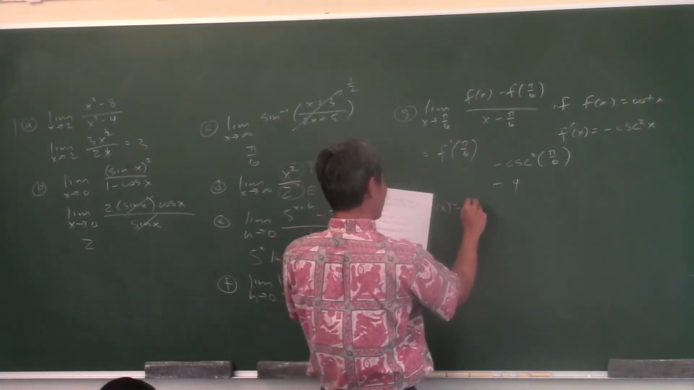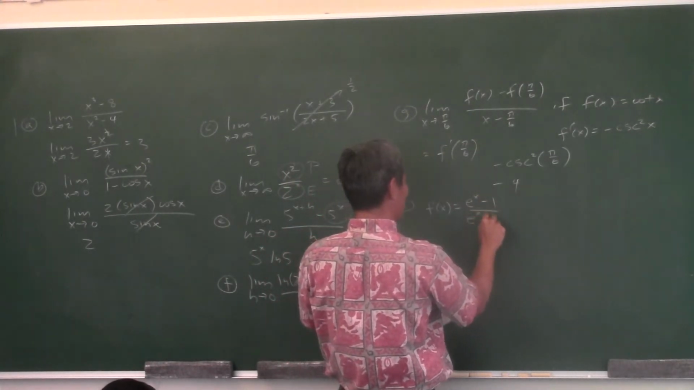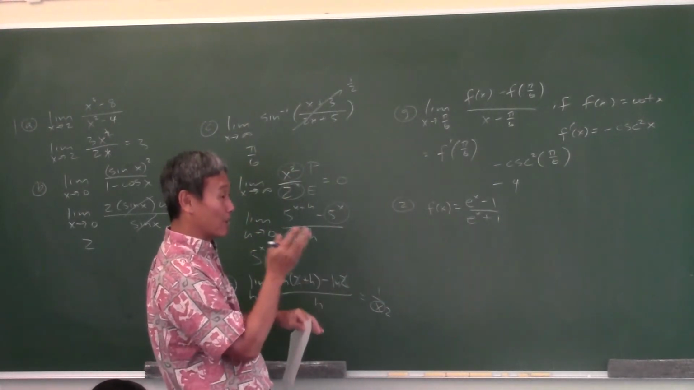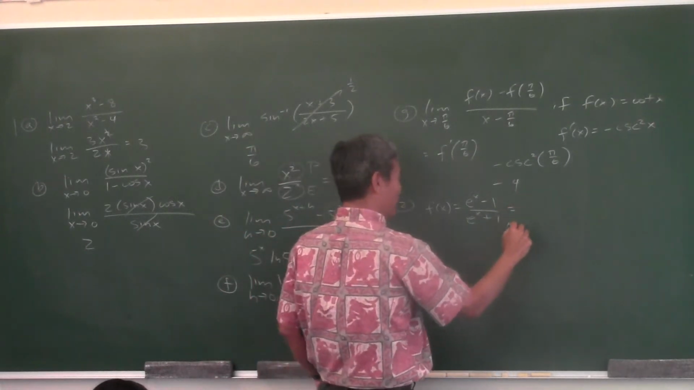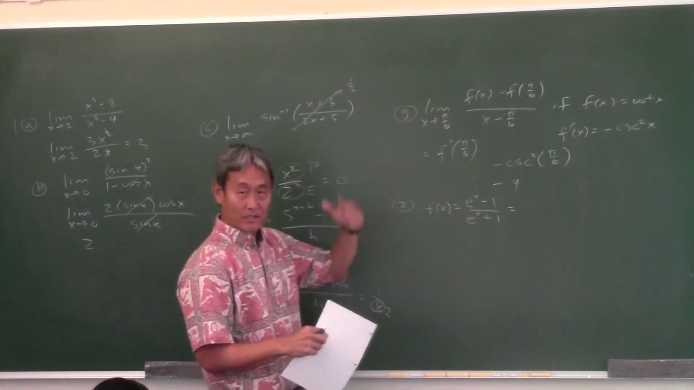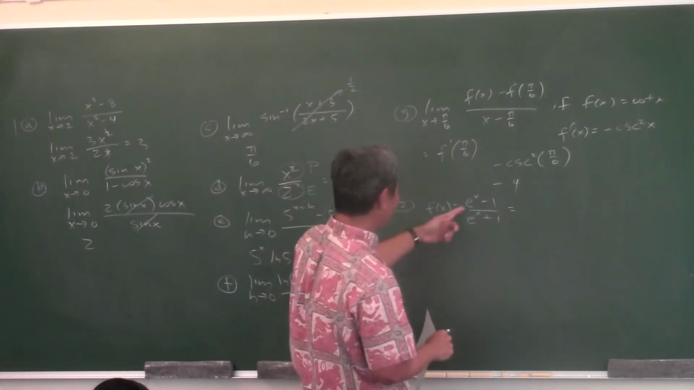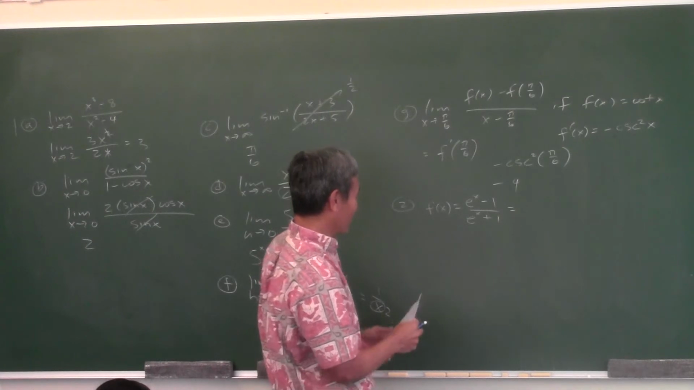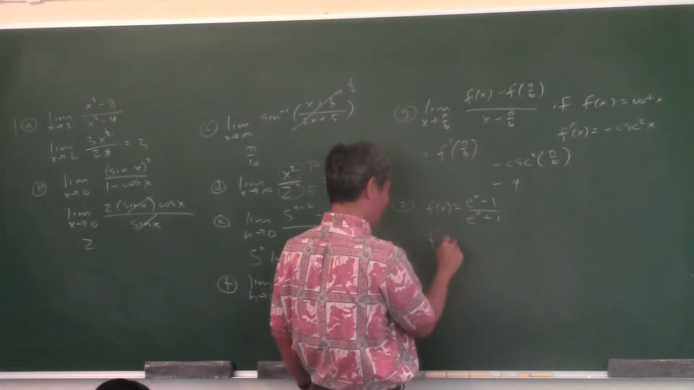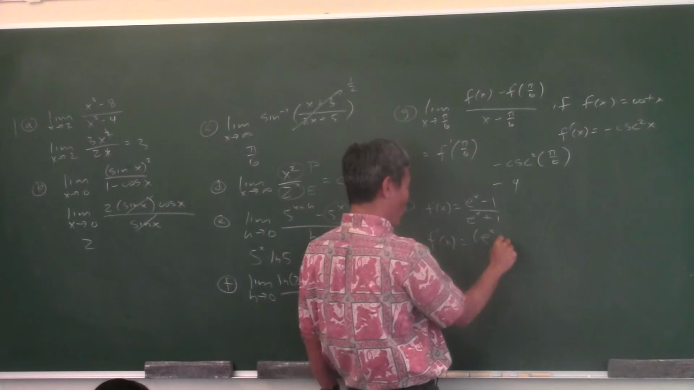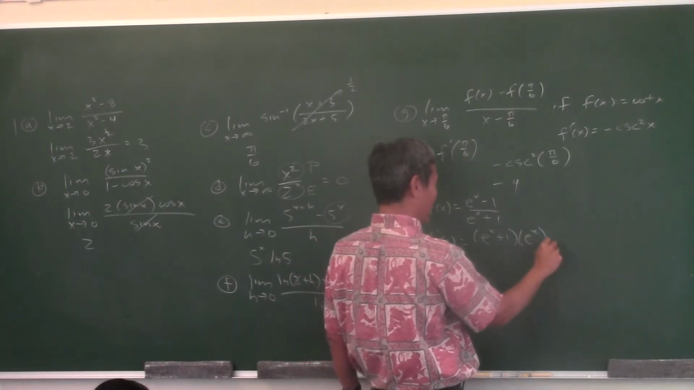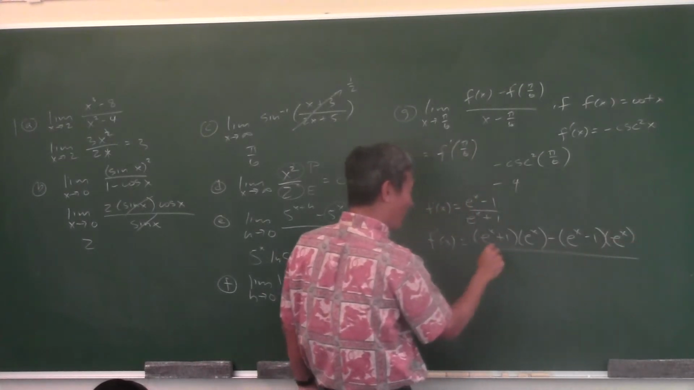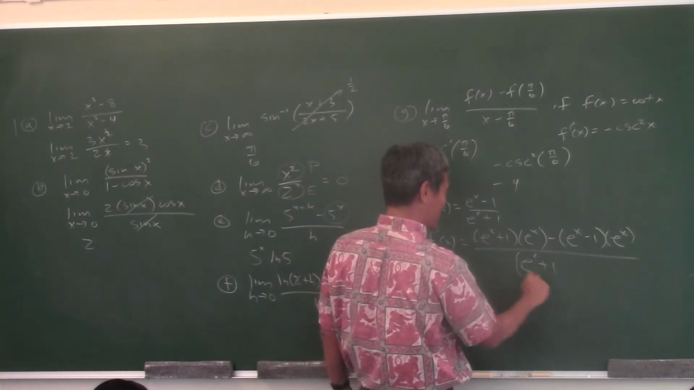F of x is equal to e to the x minus 1 over e to the x plus 1. It says compute f prime of natural log 3. That means take the derivative and then plug in natural log 3. You know, a lot of these problems I just got off the multiple choice section of the test. So how do I take the derivative of something over something? Should I make up my own rule or use the quotient rule? Quotient. Yeah, I think you should use the quotient rule. So low d high minus high d low all over denominator squared we go.